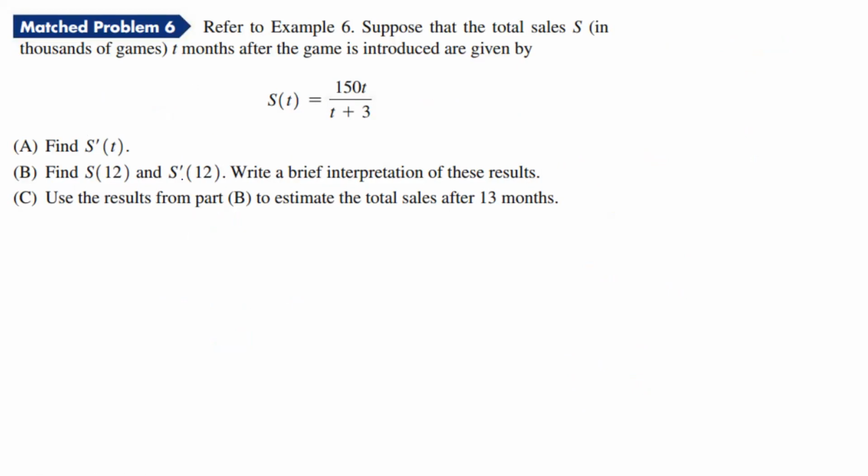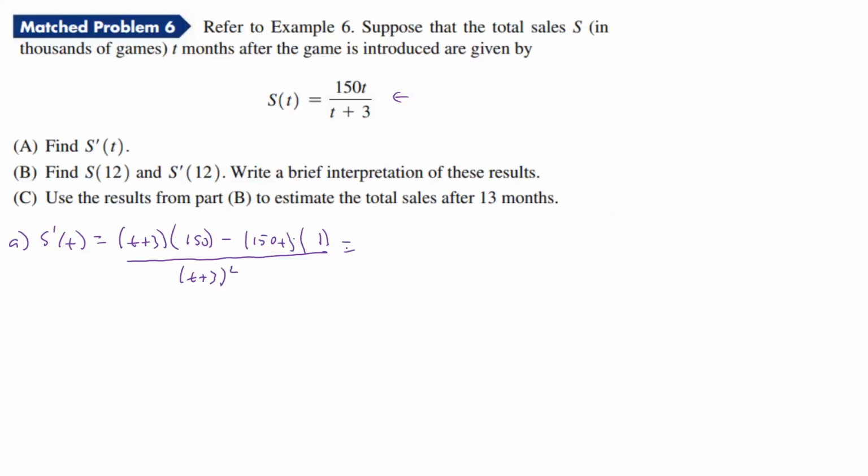So we're going to refer to example 6. For example 6, we want to find s prime of t, then s of 12 and s prime of 12 for interpretation, and then in C, use the results from B to estimate the sales after 13 months. The key difference is we have a new function. So s prime of t is equal to what? Well, it's going to be the bottom, t plus 3, times the derivative of the top, which is 150, minus the top, which is 150t, times the derivative of the bottom, which is 1, all over t plus 3 squared.